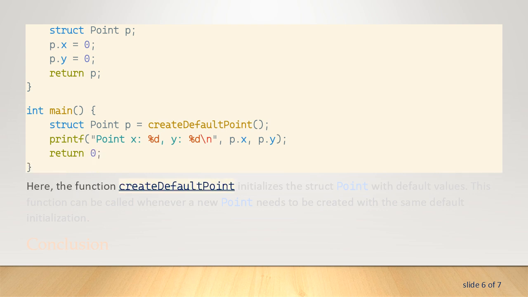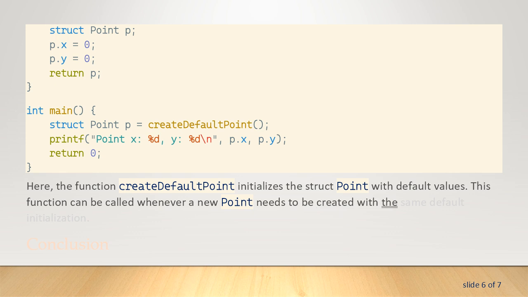Here, the function createDefaultPoint initializes the struct point with default values. This function can be called whenever a new point needs to be created with the same default initialization.